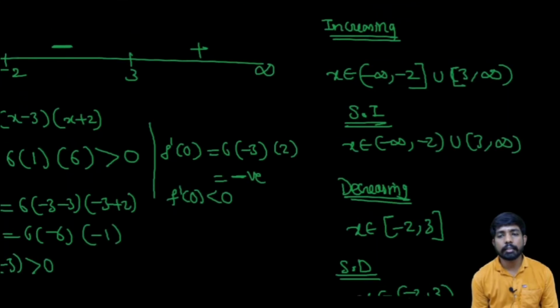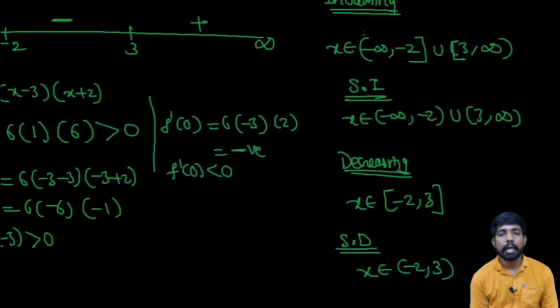Therefore these are the results of intervals. At what interval the function is increasing means x belongs to minus infinity to minus 2, including 2, and including 3 to infinity. Next, strictly increasing we are not including 2 here, not including 3. Decreasing function we are including minus 2 and 3, and between the values. Strictly decreasing means we are not including extreme values minus 2 and 3. Is this clear? That's all.